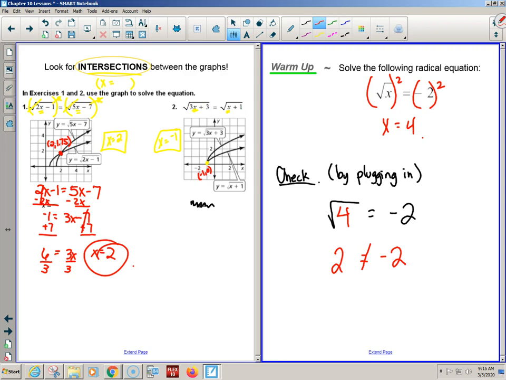When do square roots not work? When the underneath is a negative, right?